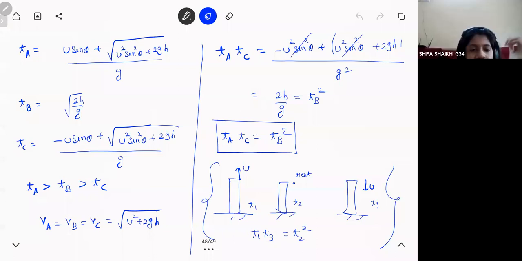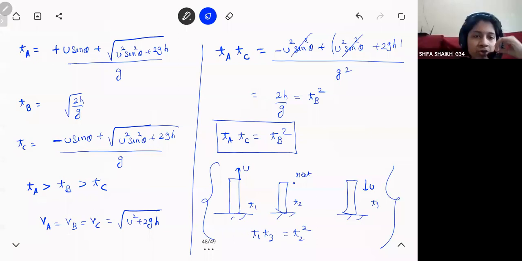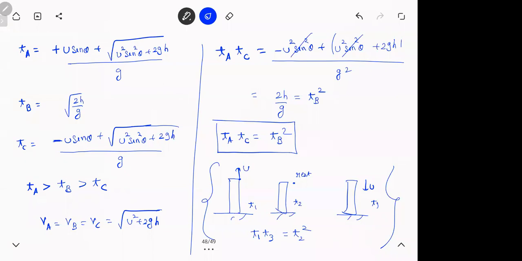Sir, how can you determine that time of A is greater than B and C? Look, this is plus, this is minus. If you send the g inside, there is root 2gh plus something. Can you see? That is plus something, and for C it is minus something, isn't it? So it will be less only.